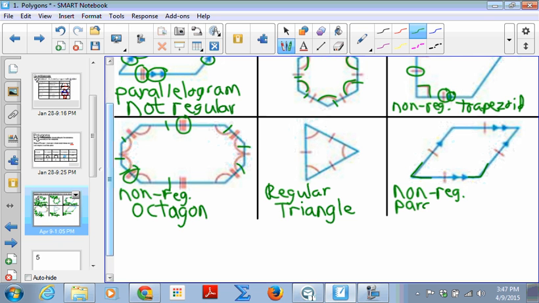And this concludes your lesson over polygons.